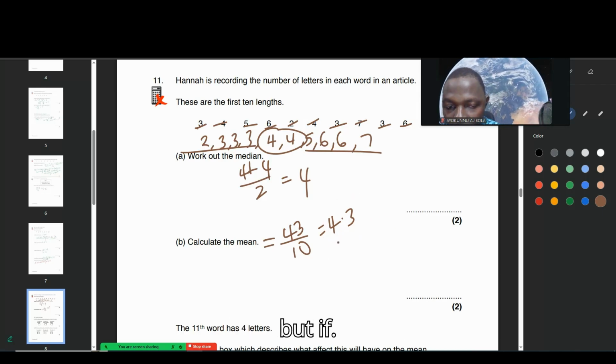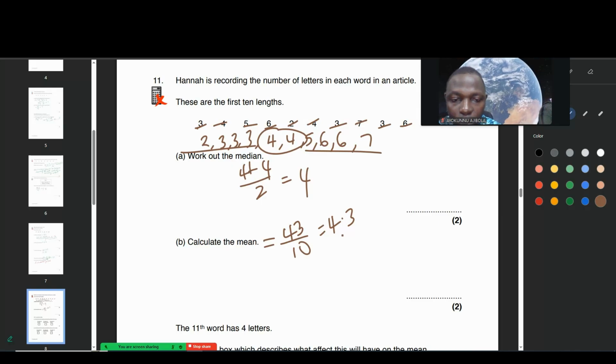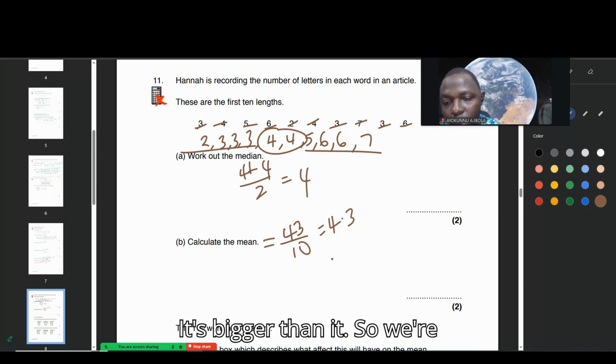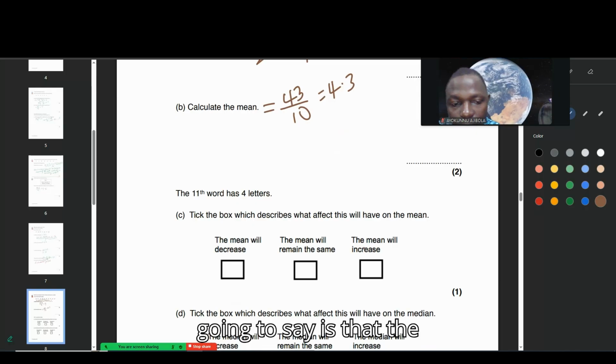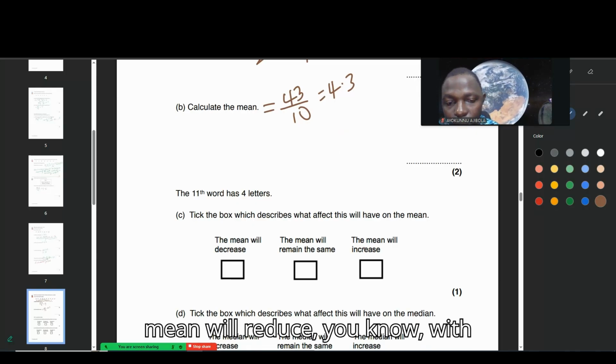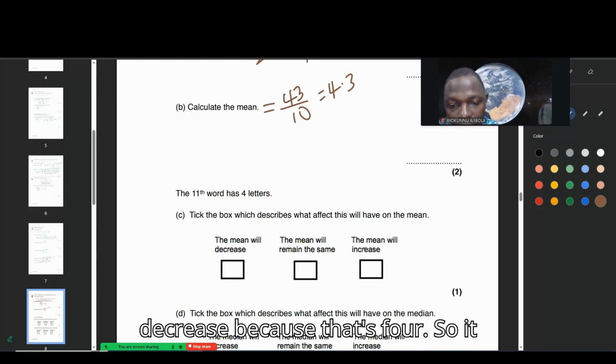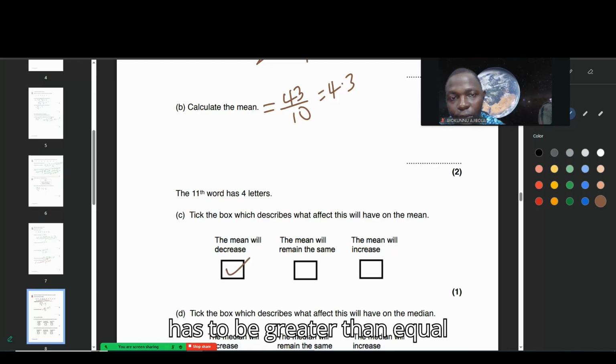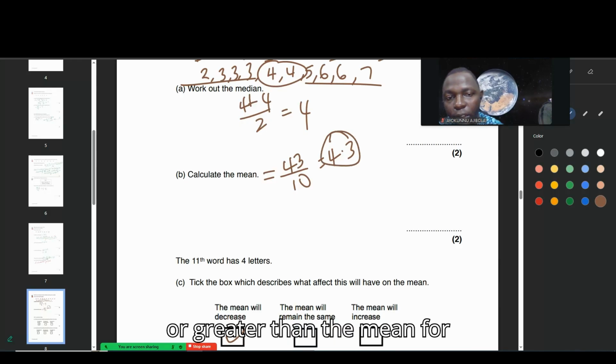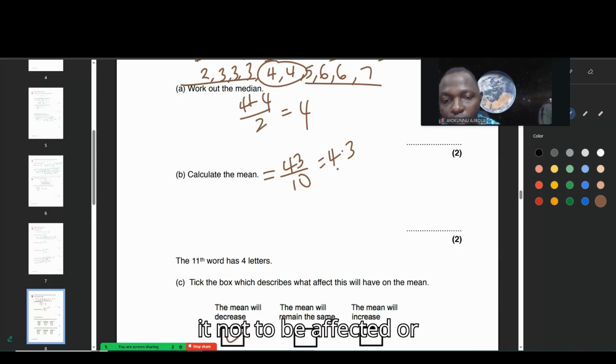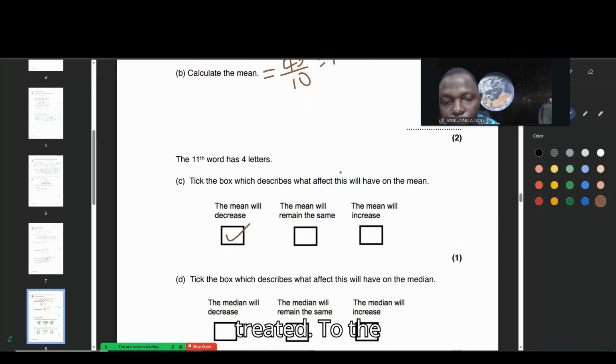But if it's bigger than it, what we're going to say is that the mean will decrease because that's 4. So it has to be equal or greater than the mean for it not to be affected.